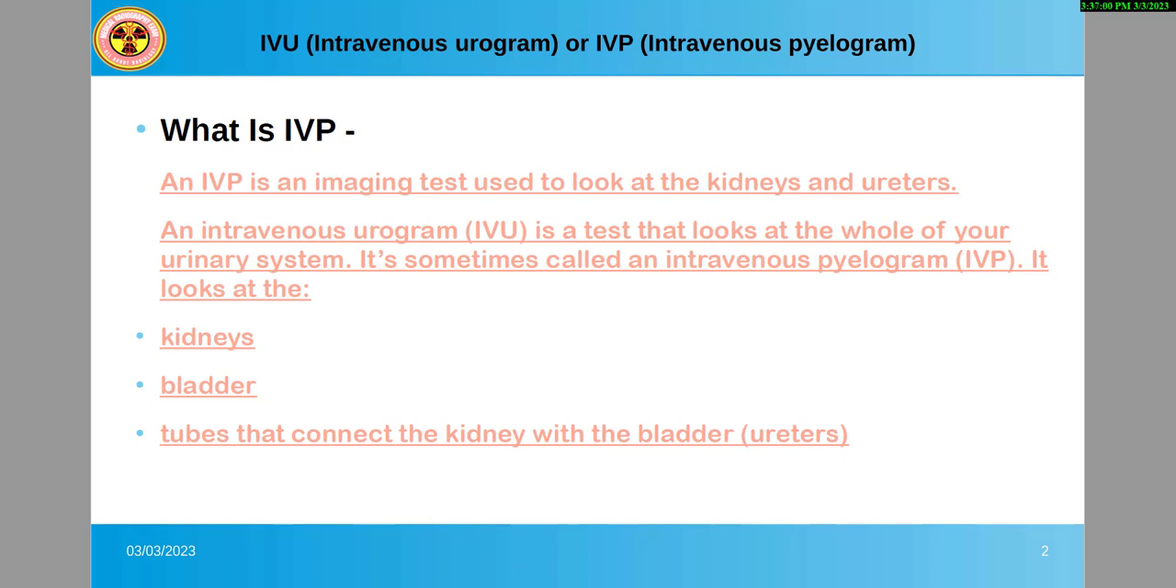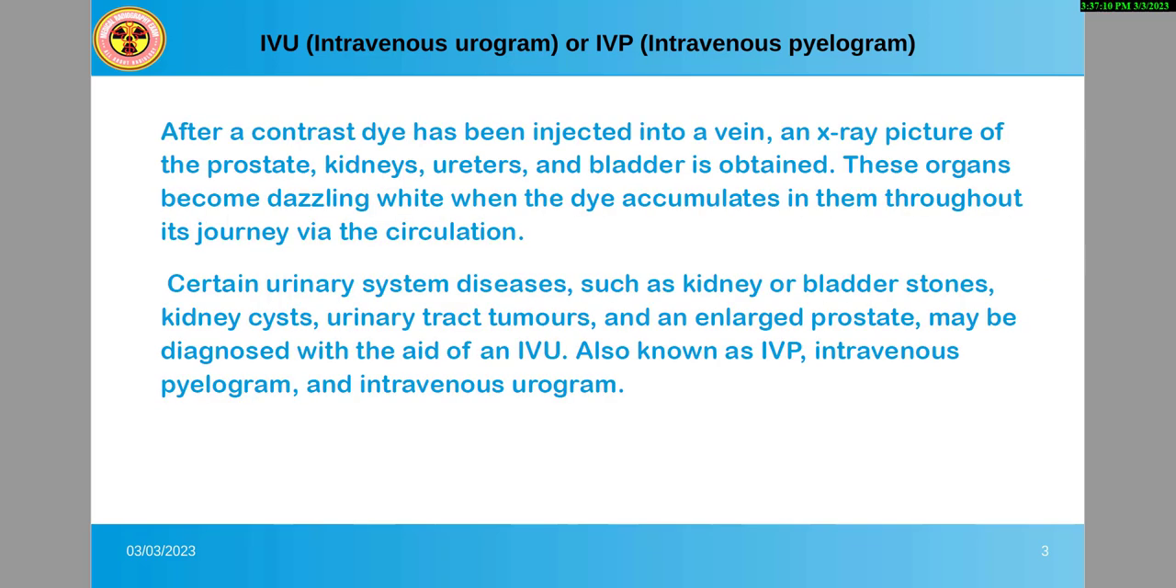It looks at the kidneys, bladder, and the tubes that connect the kidney with the bladder, the ureters. After a contrast dye has been injected into a vein, an X-ray picture of the prostate, kidneys, ureters, and bladder is obtained. These organs become dazzling white when the dye accumulates in them throughout its journey via the circulation. This enables the medical professional to spot obstructions or other urinary tract issues on the X-ray images.